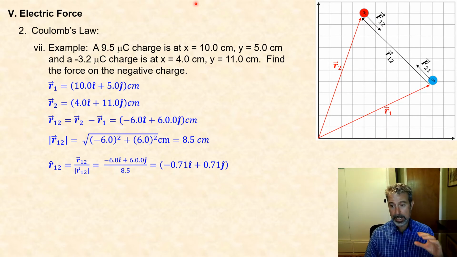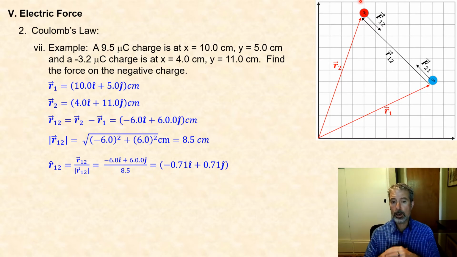So we're basically taking the vector with the magnitude and the direction, and we're dividing by the magnitude. When we do that, we always get a magnitude of 1, but the direction will be left in place. So when we take this vector minus 6i plus 6j and divide by the magnitude of R12, this is our unit vector here: minus 0.71i hat plus 0.71j hat.